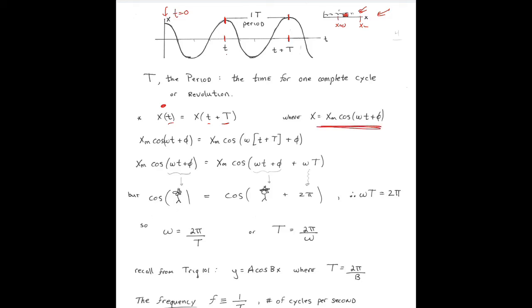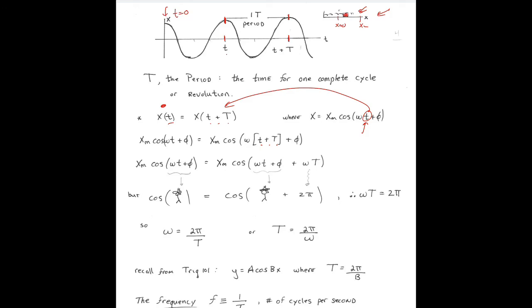I just put in what x of t was. x of t is that, right there. And then on the right side, I put in x of t plus the period. So everywhere I have a t, I'm putting in t plus the period. On the right side, I just multiplied this out. I have omega t plus omega times the period. I just wrote that over there.